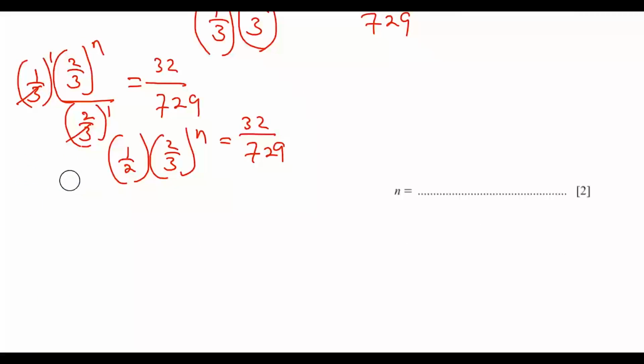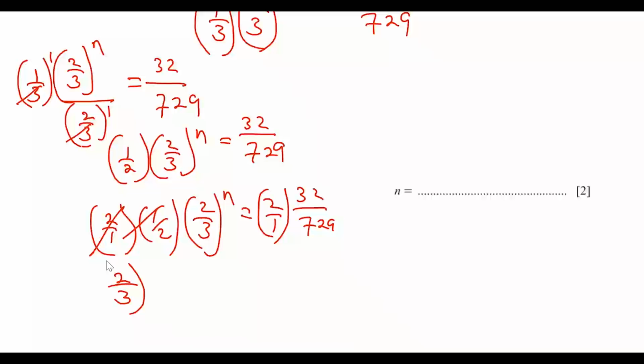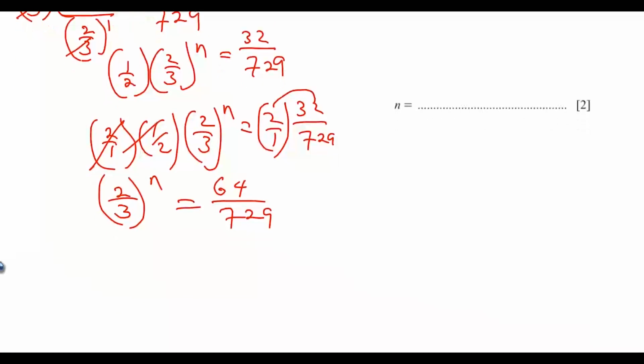So we have 2 over 1 multiplied by 1 over 2, multiplied by 2 over 3 to the power of n, then equals 2 over 1 multiplied by 32 over 729. So this will cancel this. We are left with 2 over 3 to the power of n here, then equals to 64 over 729. Now we can divide the powers by n.